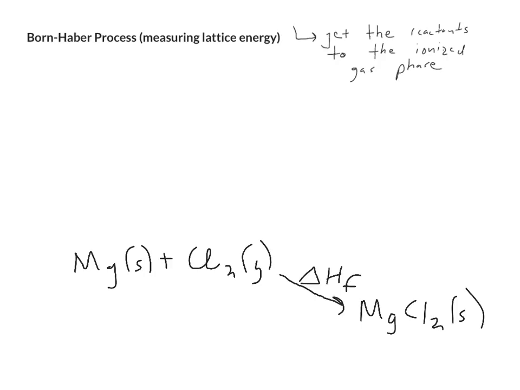Back from chapter 5 of the OpenStax text. So this reaction has an enthalpy value and energy is released. But what is the energy associated with the crystal lattice when this ionic compound forms? So the goal is to get the reactants to the ionized gas phase.